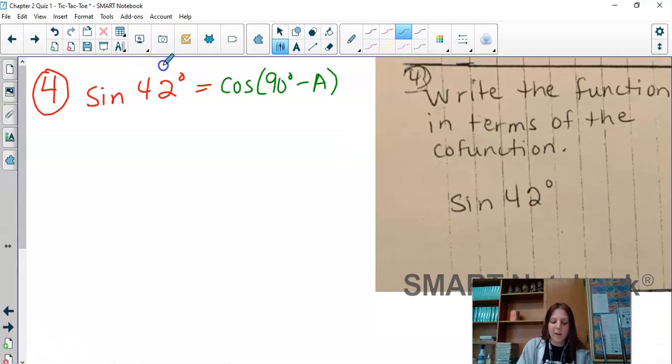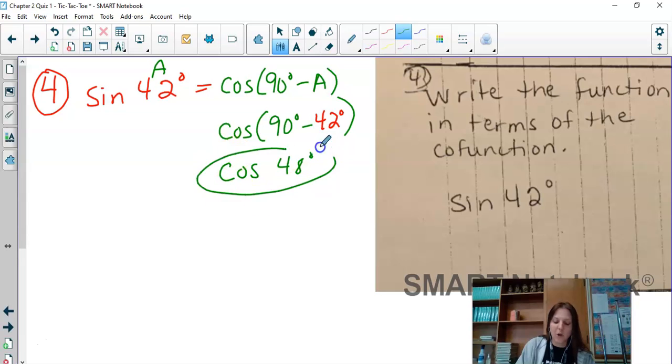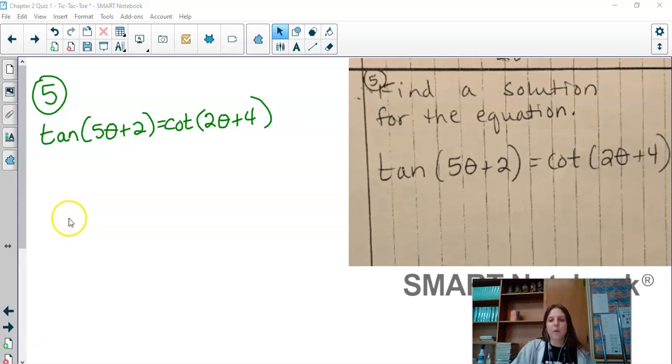So our angle that we're working with is 42. So I'm going to plug in 42 in place of the A. I just need to subtract now. 90 minus 42 is 48 degrees. So these are your cofunctions. Using the cofunctions, we're going to solve this equation. So these are cofunctions. Cofunctions are complementary, which means they add up to 90 degrees.